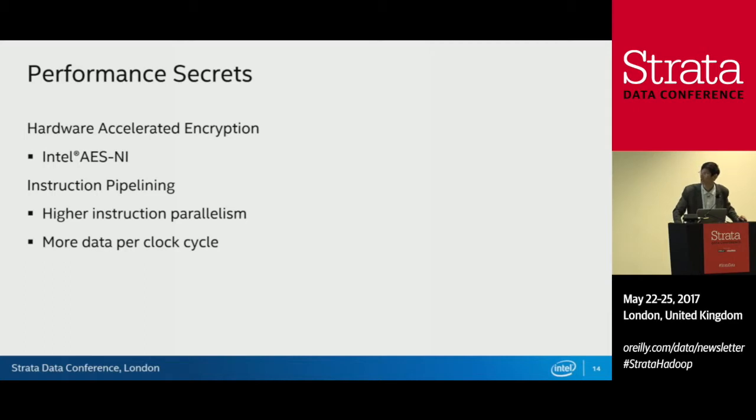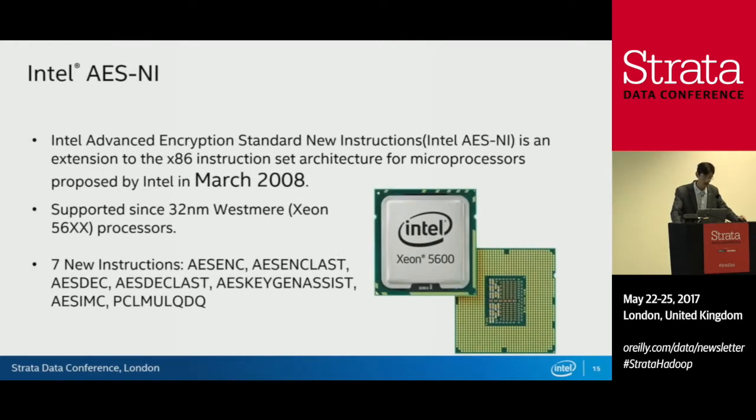So we use two techniques. First is hardware accelerated encryption using AES-NI, which is a set of instructions, and second we use instruction pipelining, and we will later explain some details of this to help you understand. First, let's introduce AES-NI. AES-NI is a new instruction set, an extension to the IA instruction architecture for microprocessors since 2008. Actually, it's a very old instruction set, but if developers are not in the security area, they are not very familiar with these instructions.